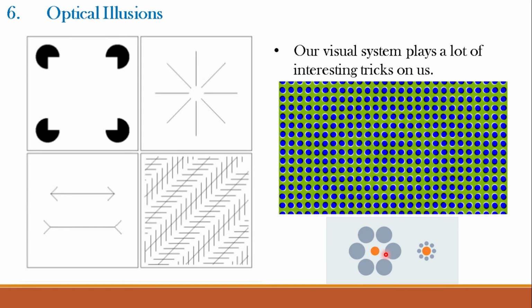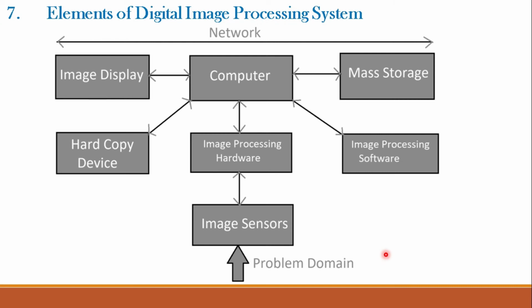Let us go ahead and finally see different elements of a digital image processing system. So these are different elements of digital image processing system, or you can say the block diagram of a digital image processing system. It consists of a problem domain or an object which is sensed by sensors. It has got image processing hardware, image processing software, computers, mass storage devices, image display and hard copy devices, right?